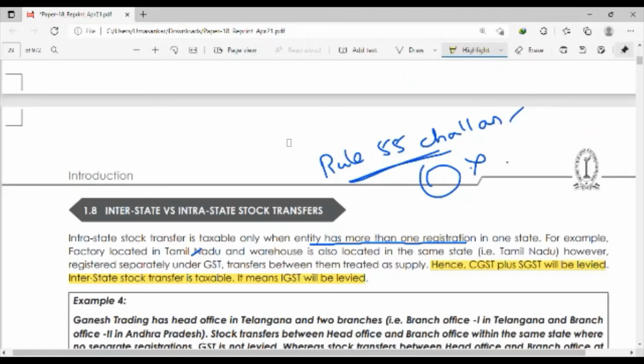If the factory is located in one state and the warehouse is located in a different state, there also GST will be applicable and we will charge IGST.